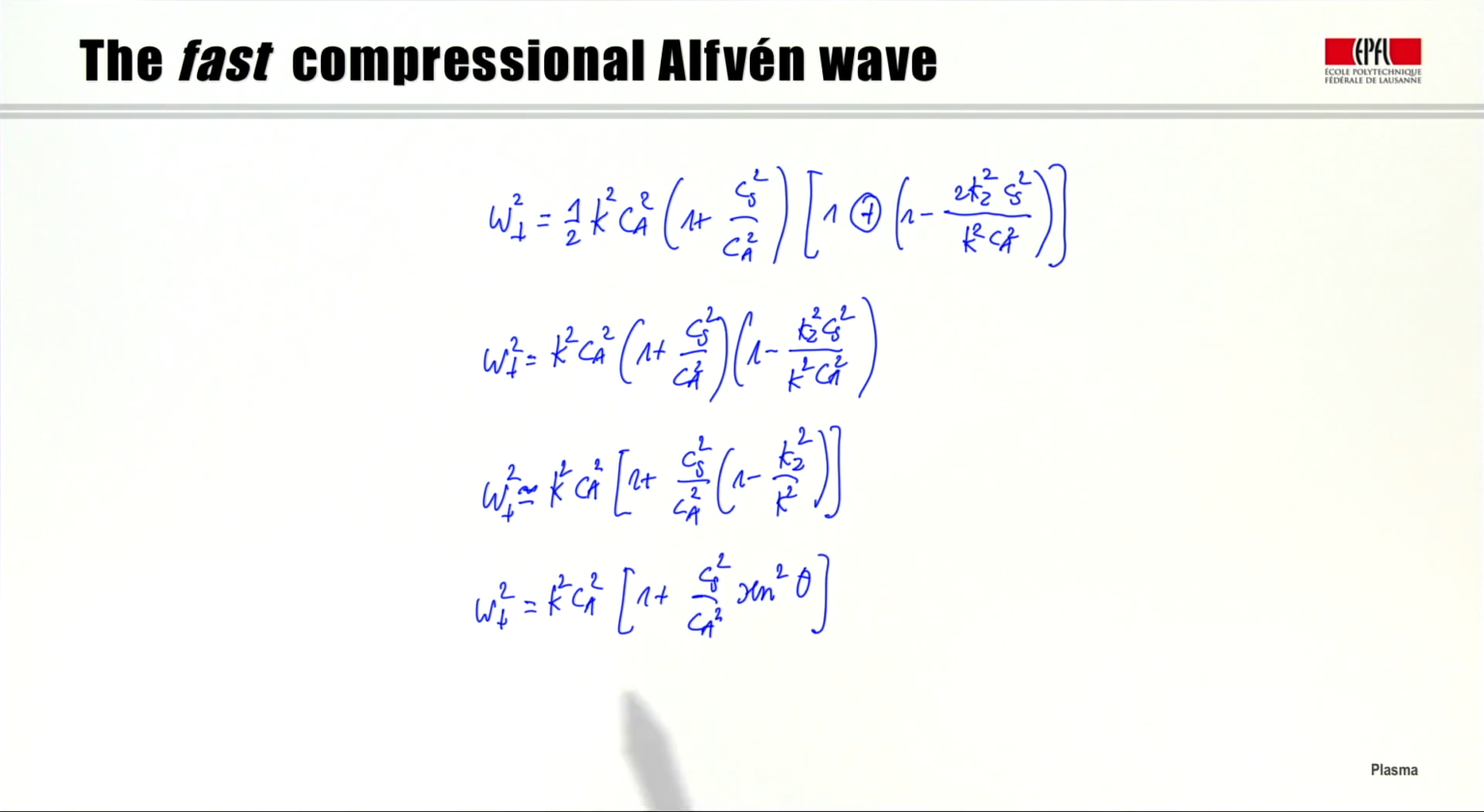So this is the final dispersion relation for the plus root of the dispersion relation of ideal MHD waves with a longitudinal component. We call this wave the fast compressional Alfvén wave. We have seen that it is compressional, k dot V1 not equal to 0, and it is the fast solution because the phase velocity is Ca, the Alfvén speed, that is much larger than Cs, the sound speed. The dispersion relation is simply omega plus squared equals k squared Ca squared, and the sound speed and the angle between the k vector and the equilibrium magnetic field only enter as a small correction.